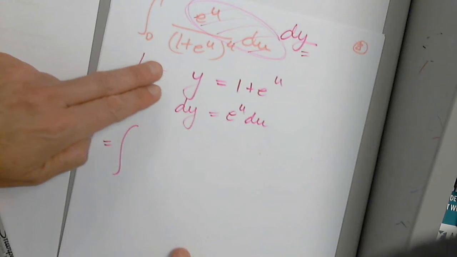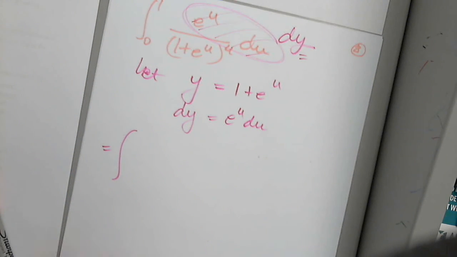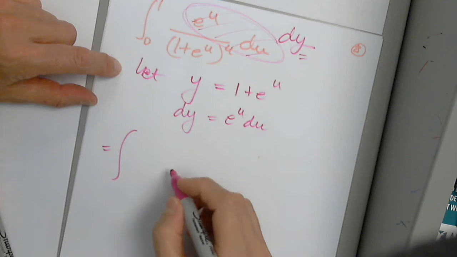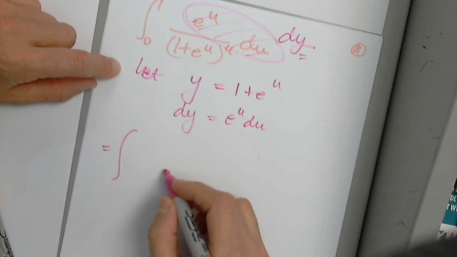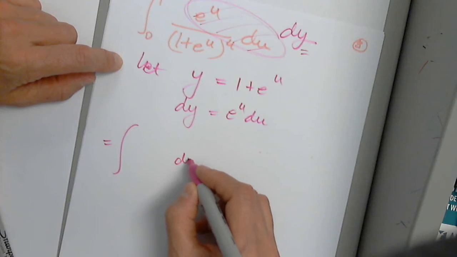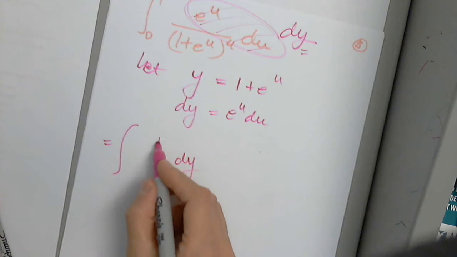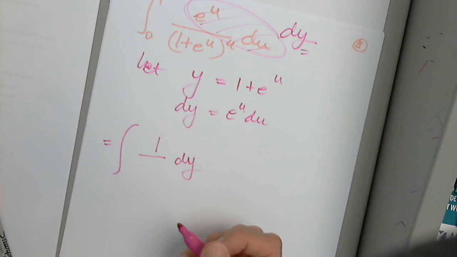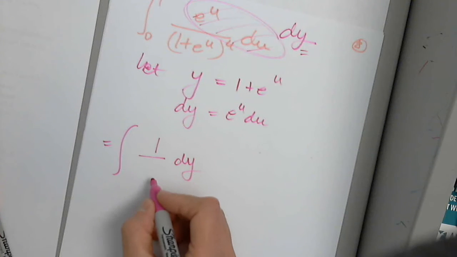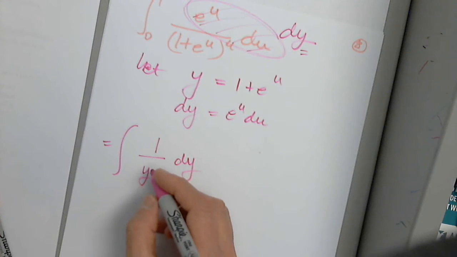And now, how will I rewrite the integral? Do not copy the limits of integration. We know why, right? We can't. Because now the function is in terms of y, and we have dy. 1 plus e and 1. 1 over y to the 4th, that's it.